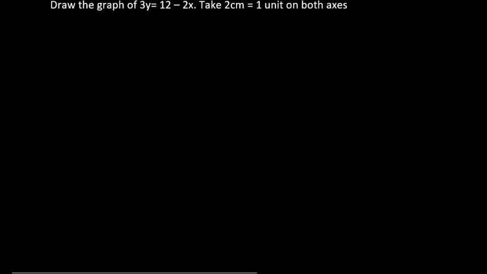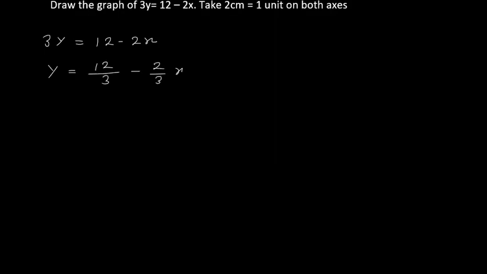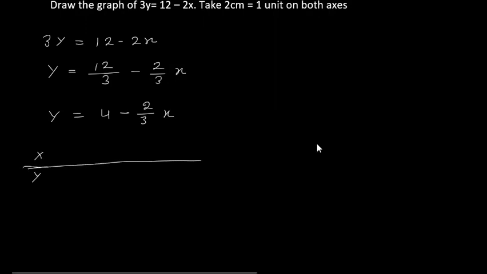So here the equation is 3y equal to 12 minus 2x. So I will find y, which is 12 divided by 3 minus 2 divided by 3x. So I get y is equals to 4 minus 2 divided by 3x. Now I need to find 3 points at least for x and y.